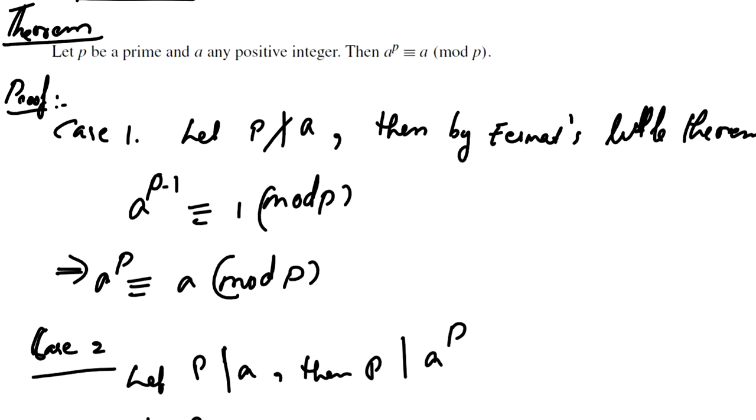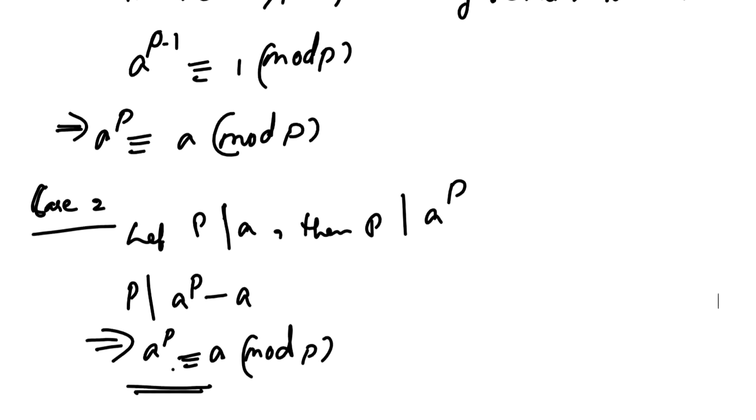In the case 2, let p divides a. Then p divides a raised to p also. Then p divides the difference a raised to p minus a. That implies a raised to p is congruent to a mod p. So in both of the two cases, we have proved the result.